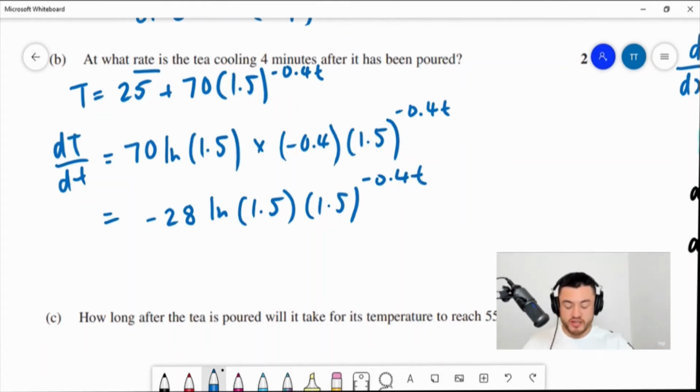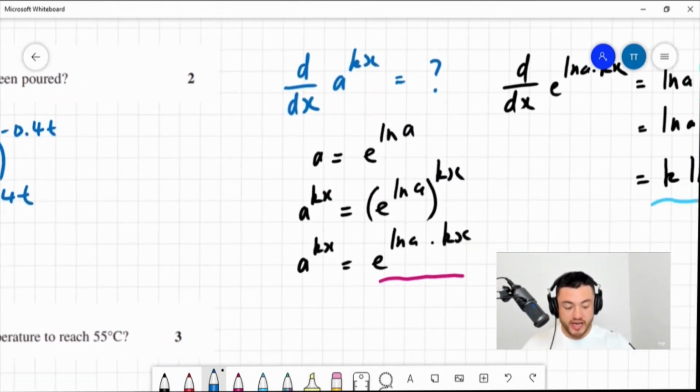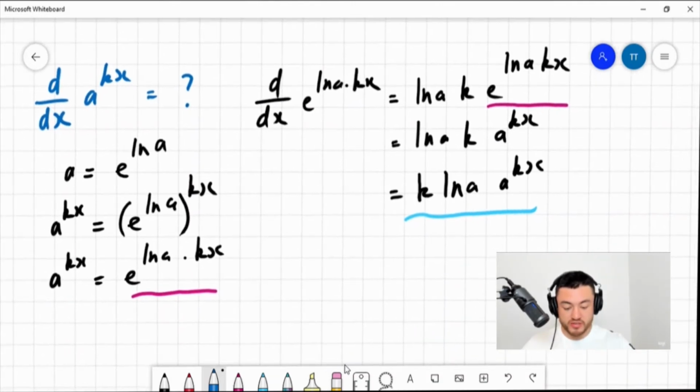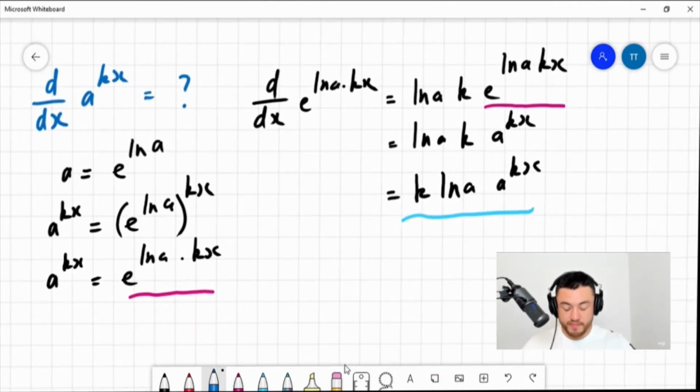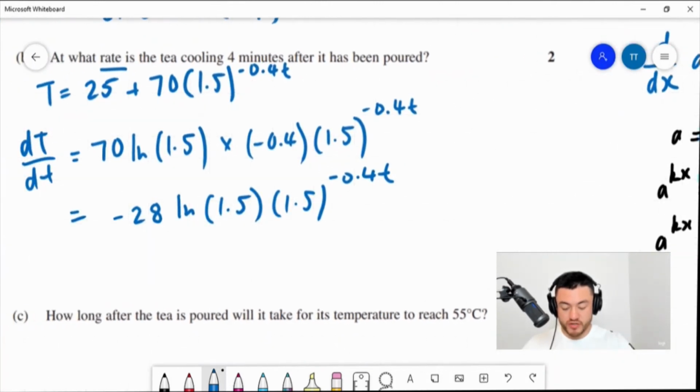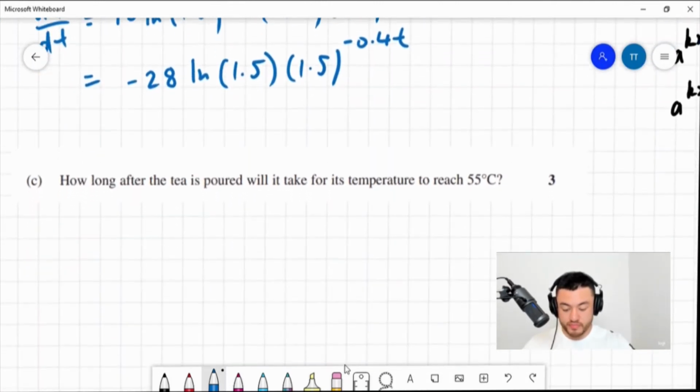Okay, so this is where the state had the most difficulty. It really was being able to differentiate a to the kx. So that's something that I would really make sure that I can add to my toolbox of differentiating. Not just the base exponential, but what about when we have a base a? Okay, so that was worth 2 marks there.